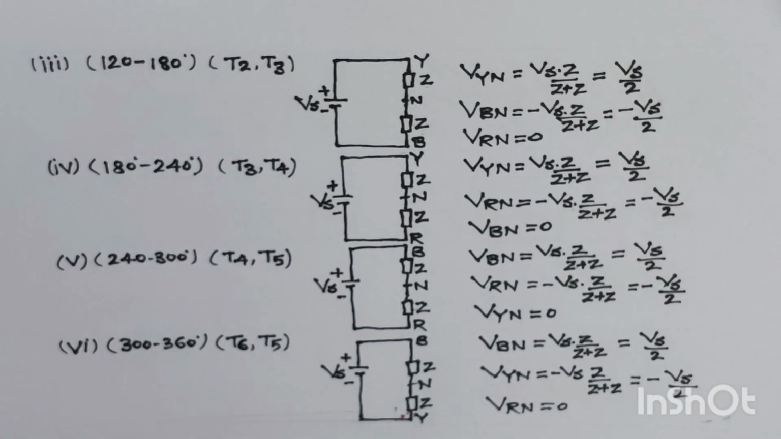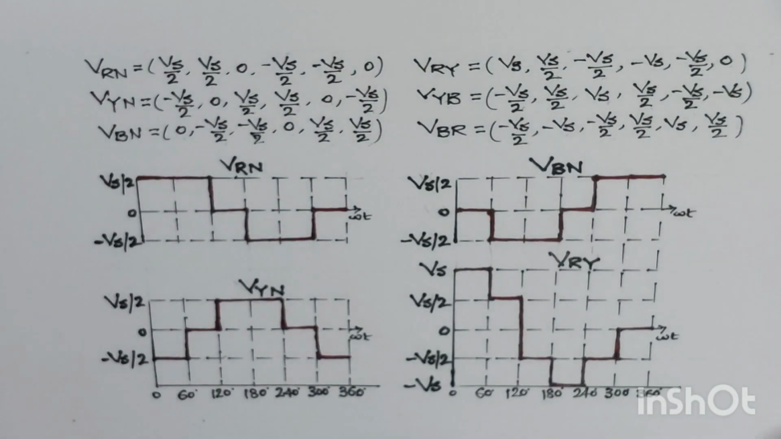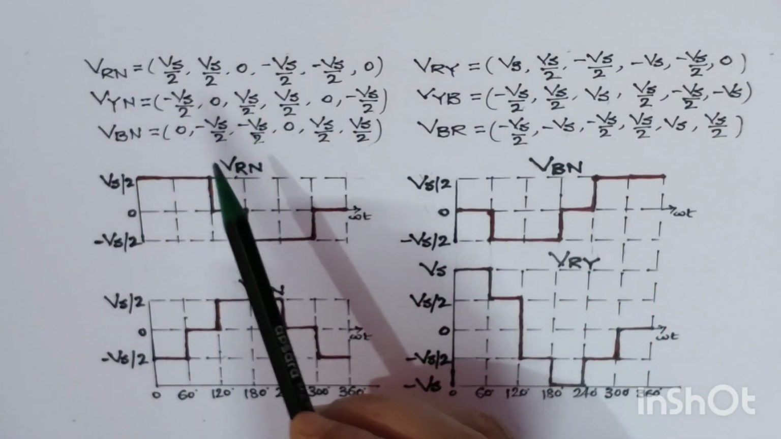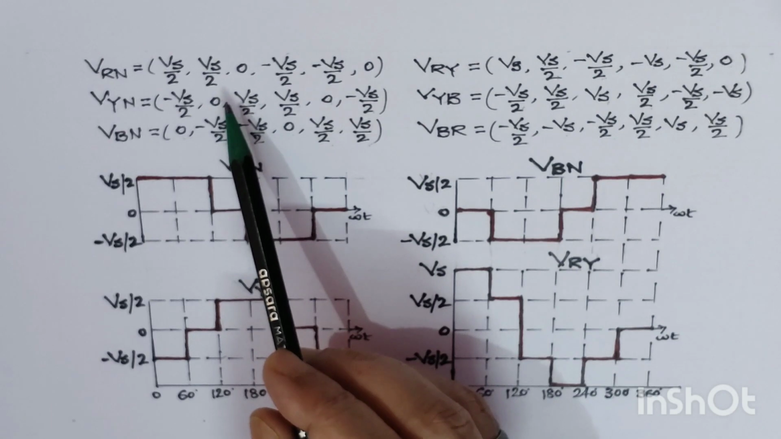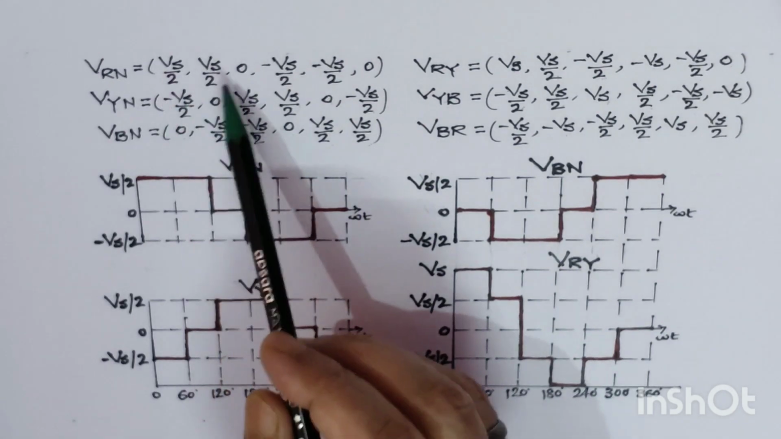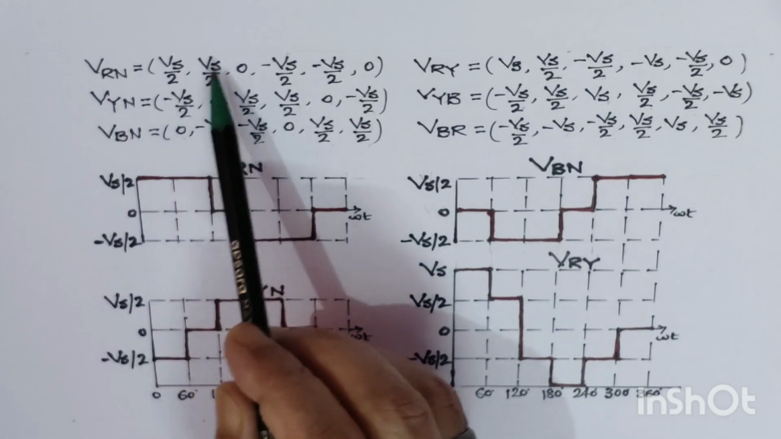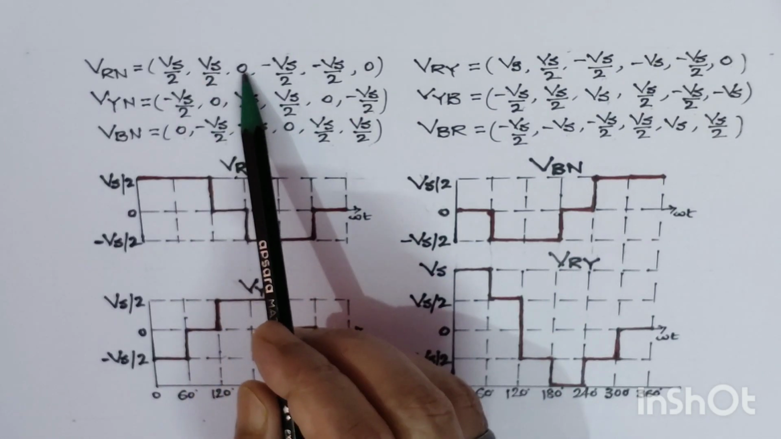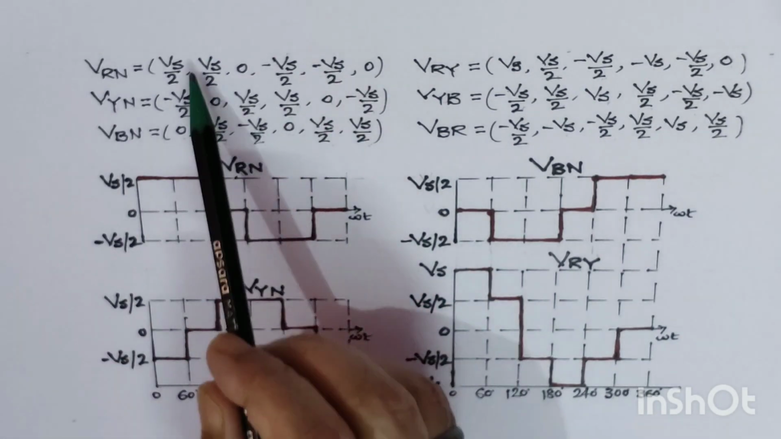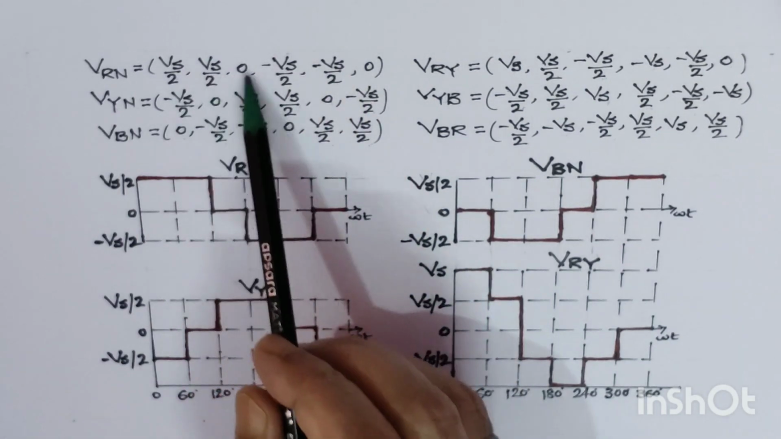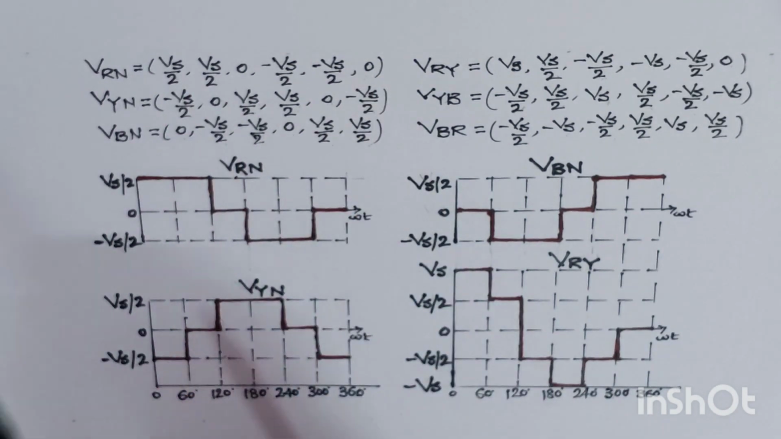So how will we plot the voltage waveform? Let us see. In previous steps we have calculated the various phase voltages. For simplicity we have written all the values here, that is VRN equals Vs by 2, 0, minus Vs by 2, minus Vs by 2 and 0. These are the 6 intervals, 1, 2, 3, 4, 5, 6, between 0 degree to 360 degree.